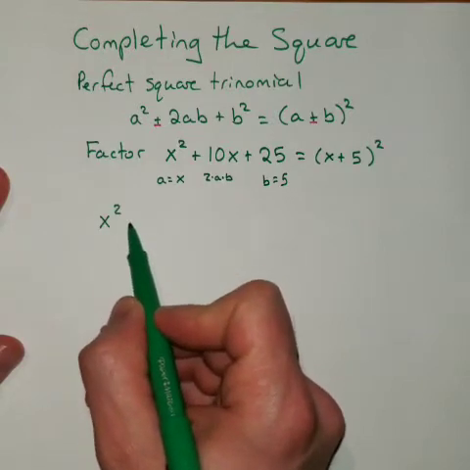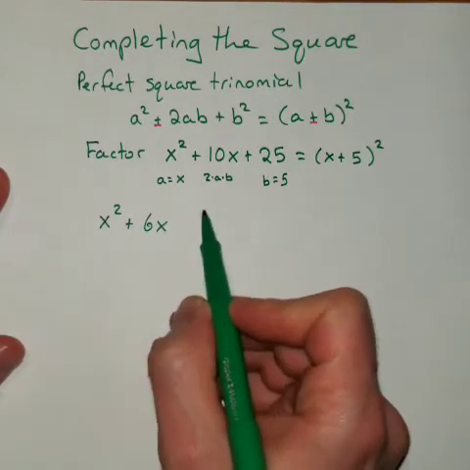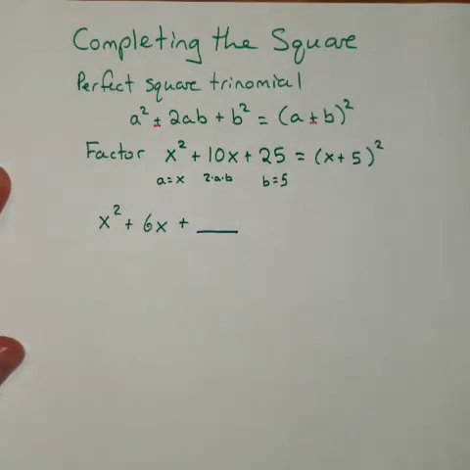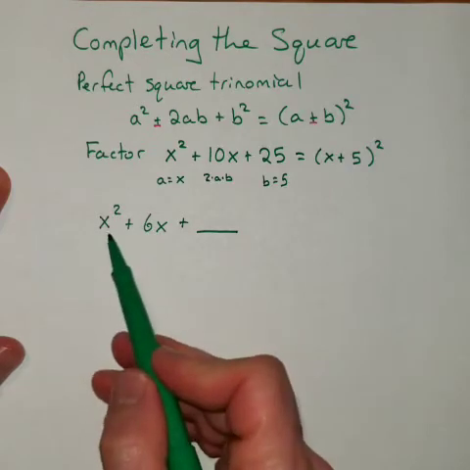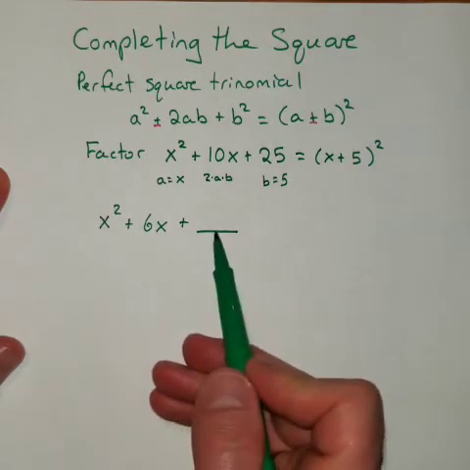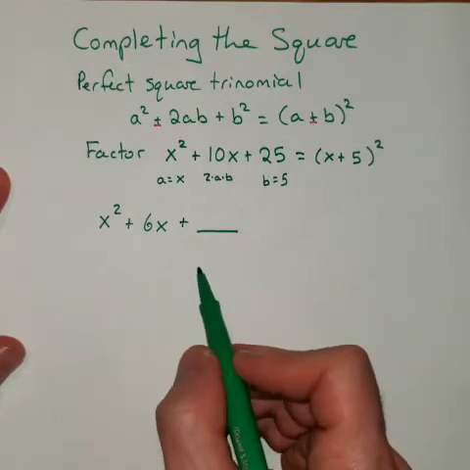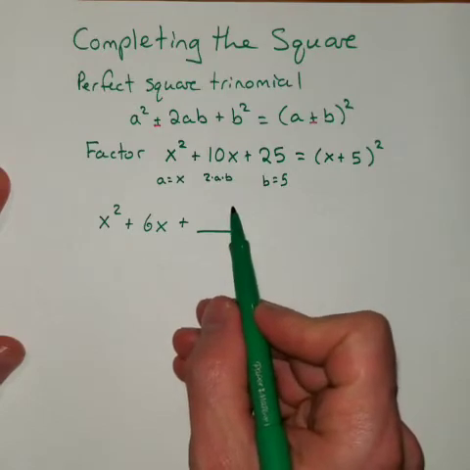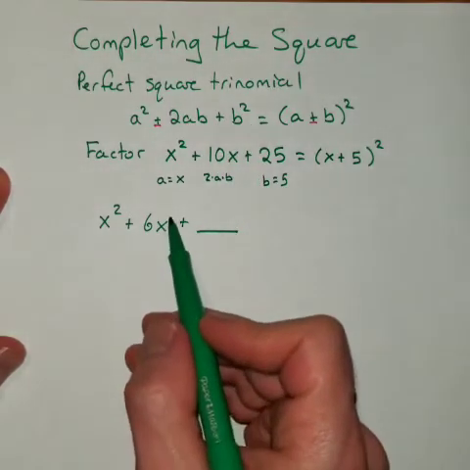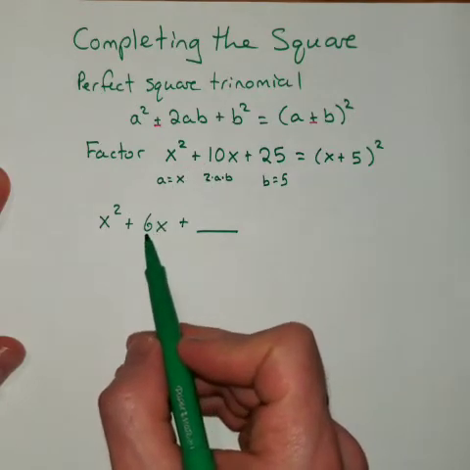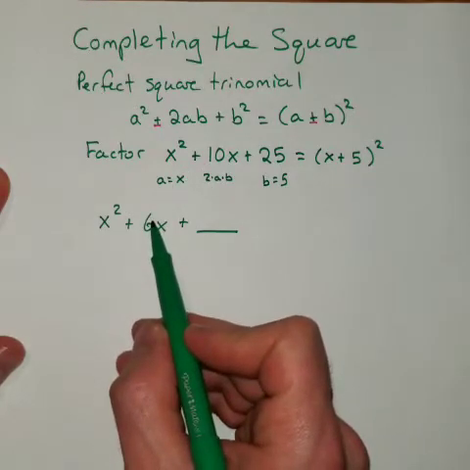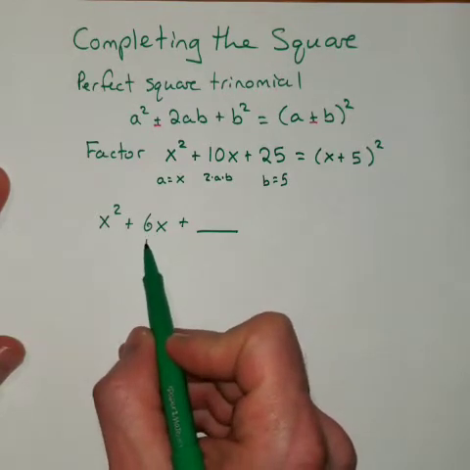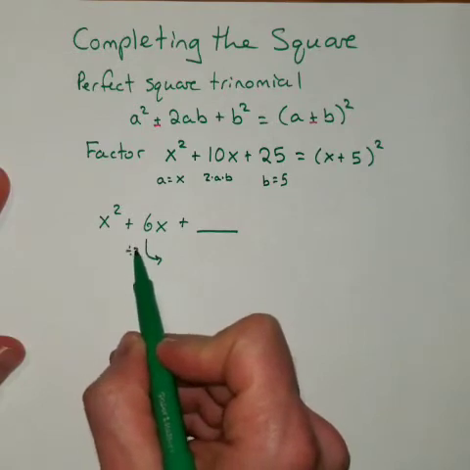Let's say we had x squared plus 6x, and we wanted to figure out what we would need to add in order to complete the square, in order to make this a perfect square trinomial. Again, using the same idea, I know this is going to be a square over here. Has to be, right? And this 6 is going to be double the number I need to square. So what I do is I cut this number in half. So divide by 2, I get 3.